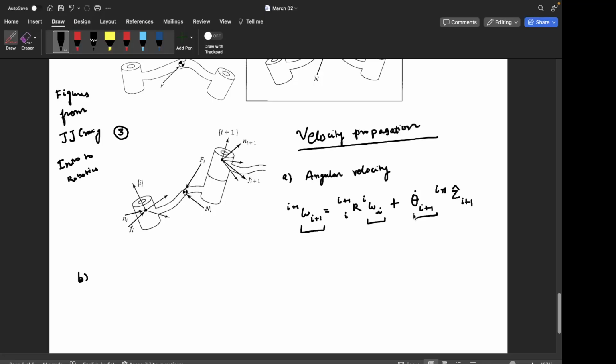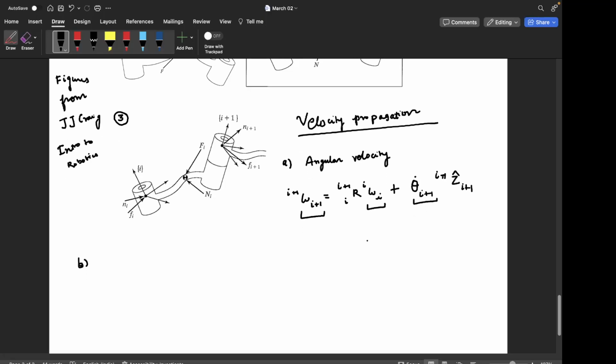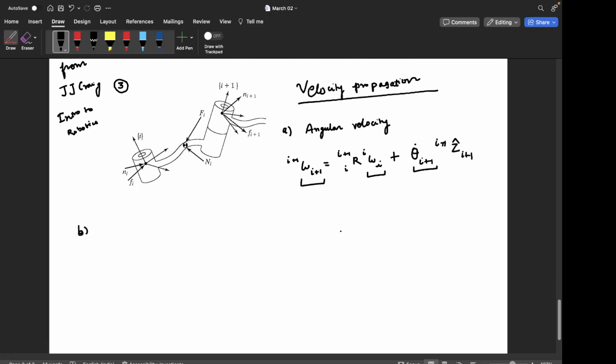When I am speaking about angular velocity, I am talking about the angular velocity of the link, which is the summation of all the previous joint velocities, in the usual case of manipulators containing only revolute joints. Yes, sir. Got it.